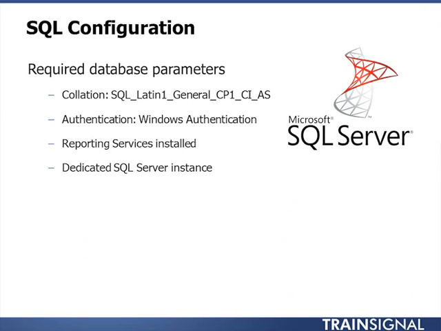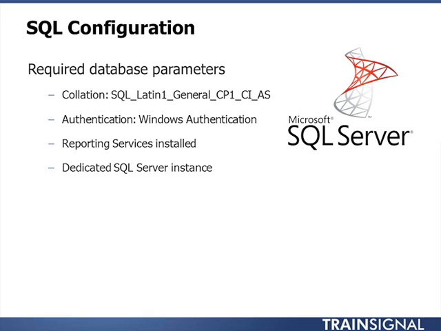There are some required database parameters that you should really keep in mind. From a collation standpoint, you can see which database collation is required for use with Operations Manager. From an authentication perspective, Windows authentication is required so people can log in using Windows credentials. But the real key there is to make sure that collation is right. If it's not, weird problems will pop up from time to time.